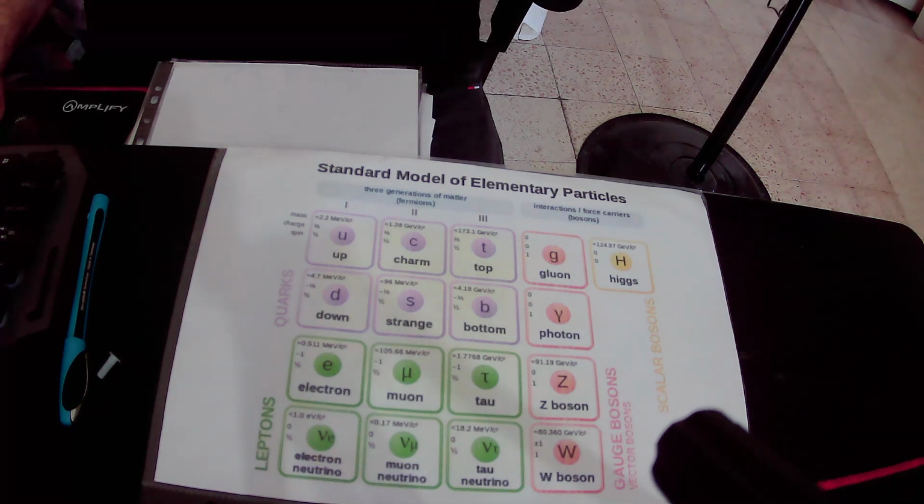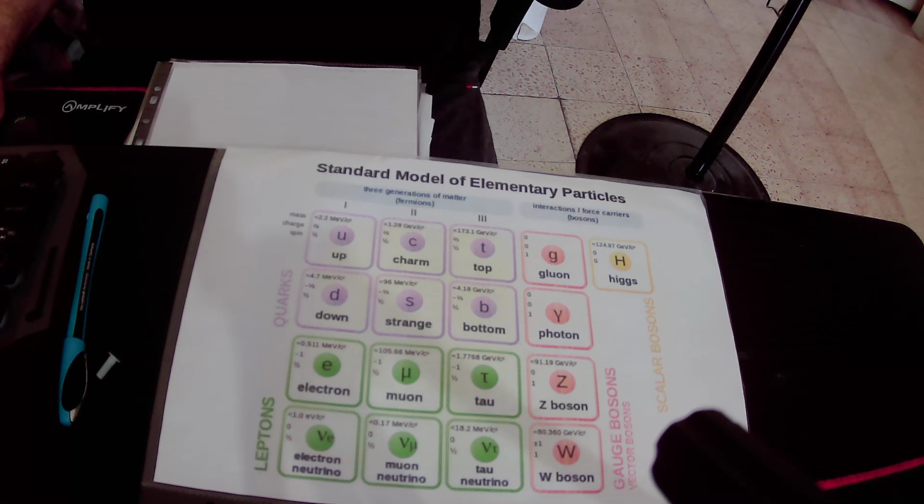Actually, there are 17 elementary particles, as you can see in this picture, and every elementary particle has its antiparticle. So in total we have 17 elementary particles and 17 elementary antiparticles.